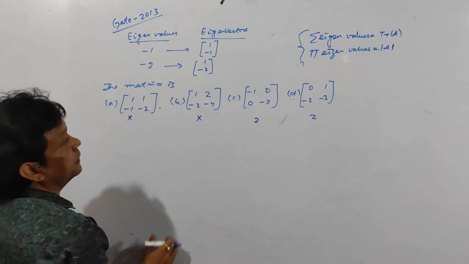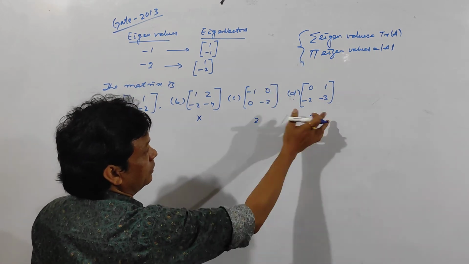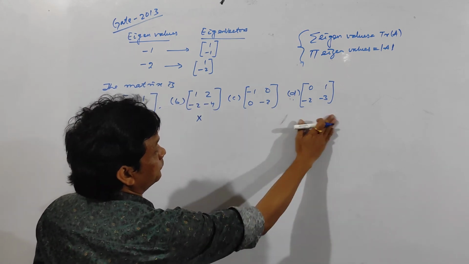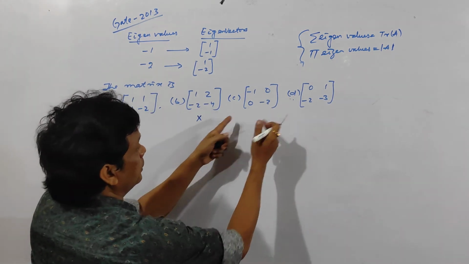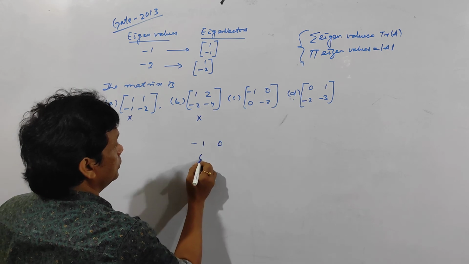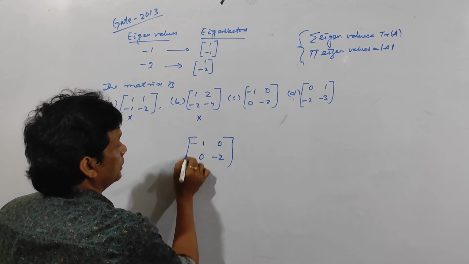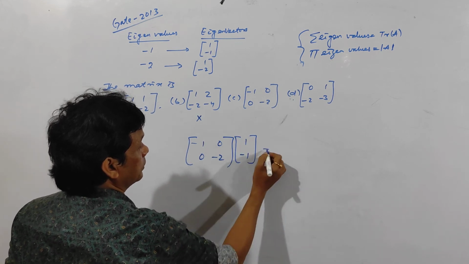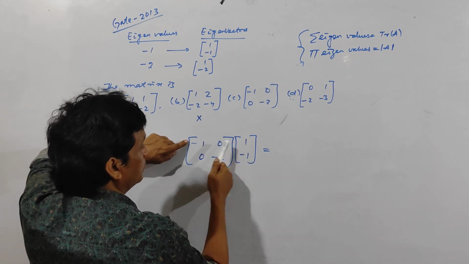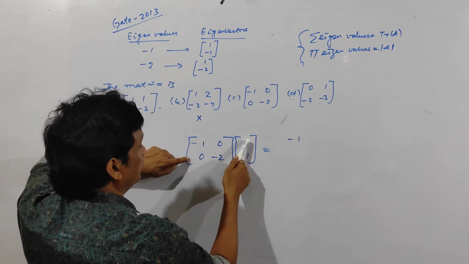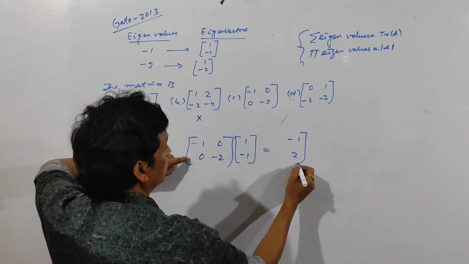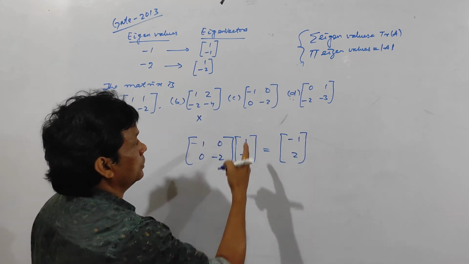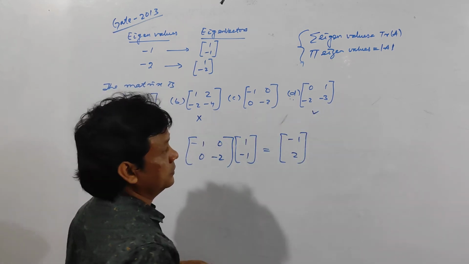Now, from these two properties, we cannot decide which one is correct, so you have to take the help of the eigenvector. Clear? So now let us take this one: minus 1, 0, 0, minus 2. Write this eigenvector, any one. So take the product: minus 1 plus 0, so minus 1. Then 0 plus 2. This is not a multiple of 1, minus 1, so this is not possible. So this one is the answer. Clear?